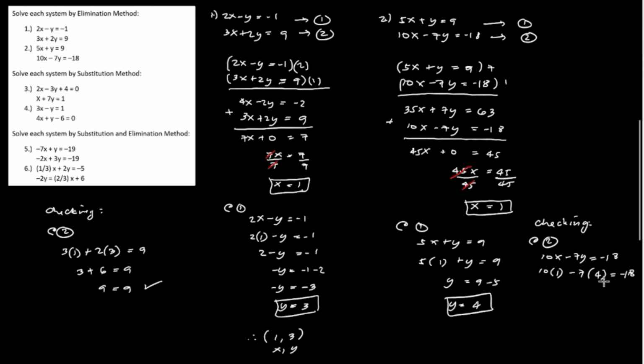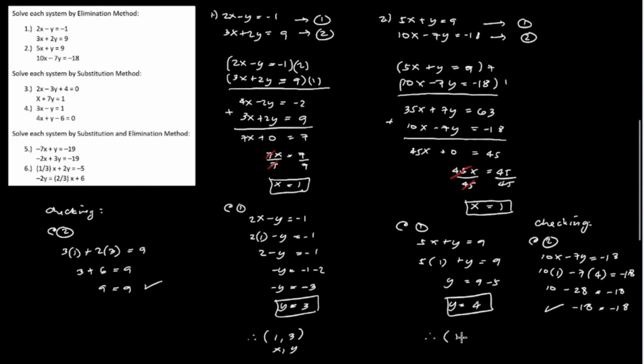The value for the left side should be equal to the value on the right side. 10 times 1 is 10, 7 times 4 is 28, equal to negative 18. 10 minus 28 is negative 18, and it is equal to negative 18. So therefore, the values for x and y are 1, 4.